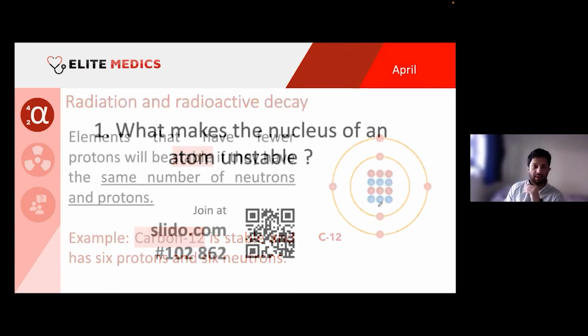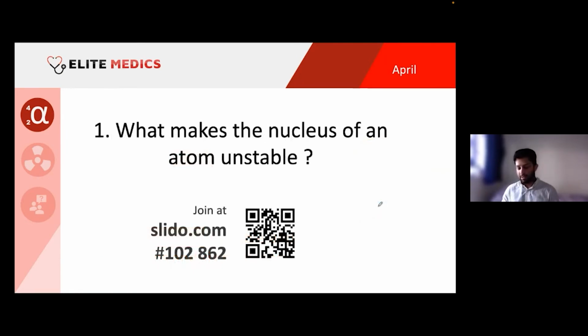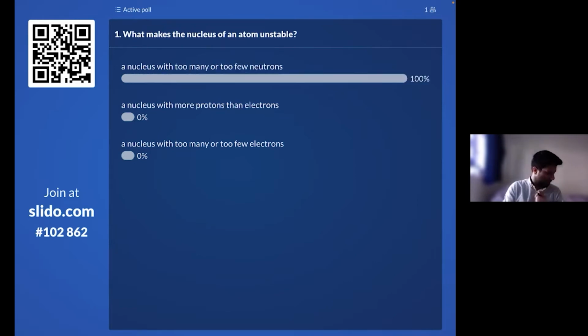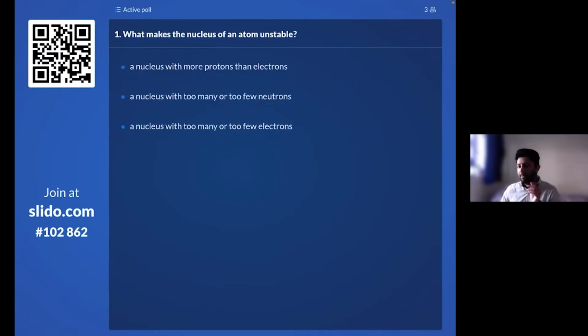So let's have a go at a Slido. So what makes the nucleus of an atom unstable? There is a grand total of almost 100 of you, so I'm going to wait a little, try and get the majority of you in for a response. Oh, I'm going to try and hide the answers. That may or may not have been the correct answer. Think on your feet, guys.